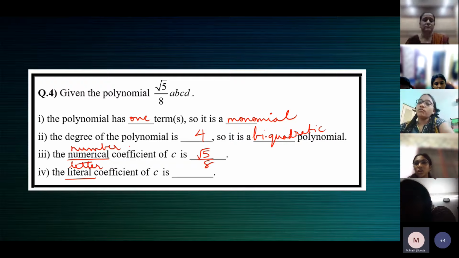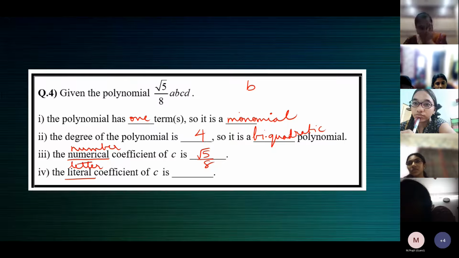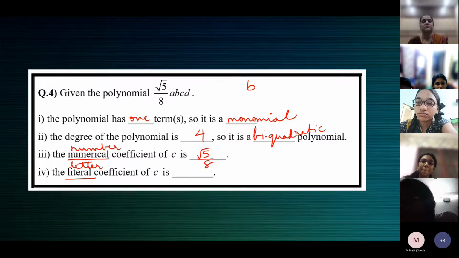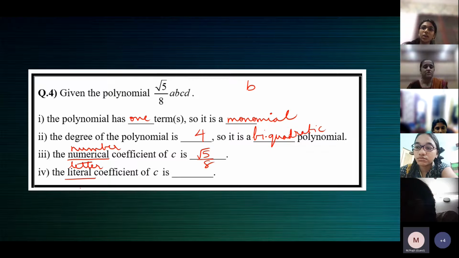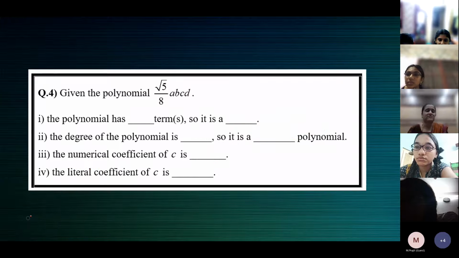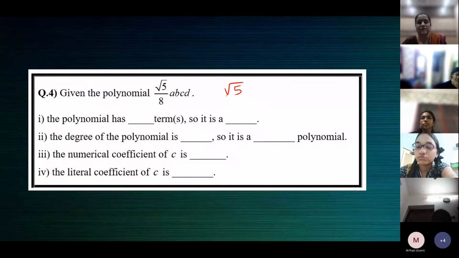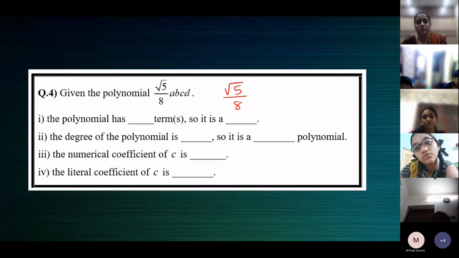B, letter B. Other answers? The literal coefficient of C is... A and B? No. A, B, D. Very good. A, B, D is the right answer, because you can write this term as root 5 by 8, A, B, D, C also.